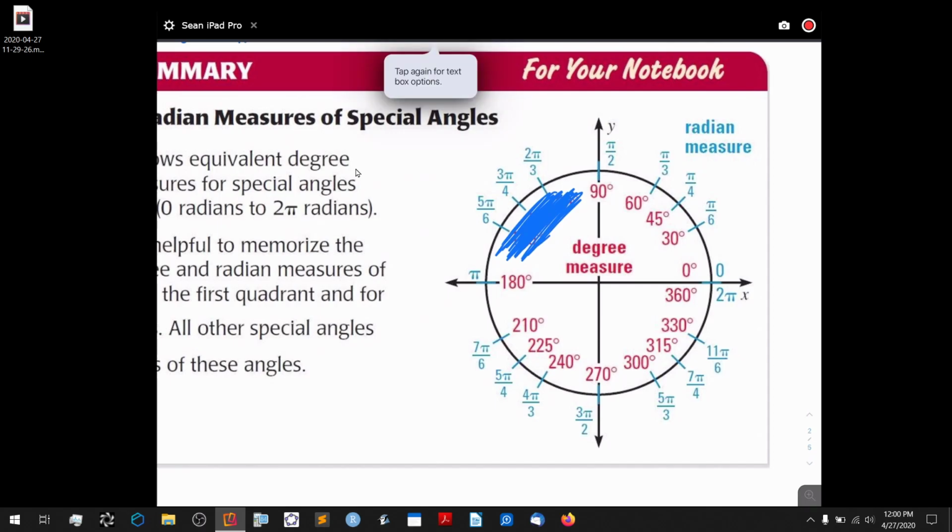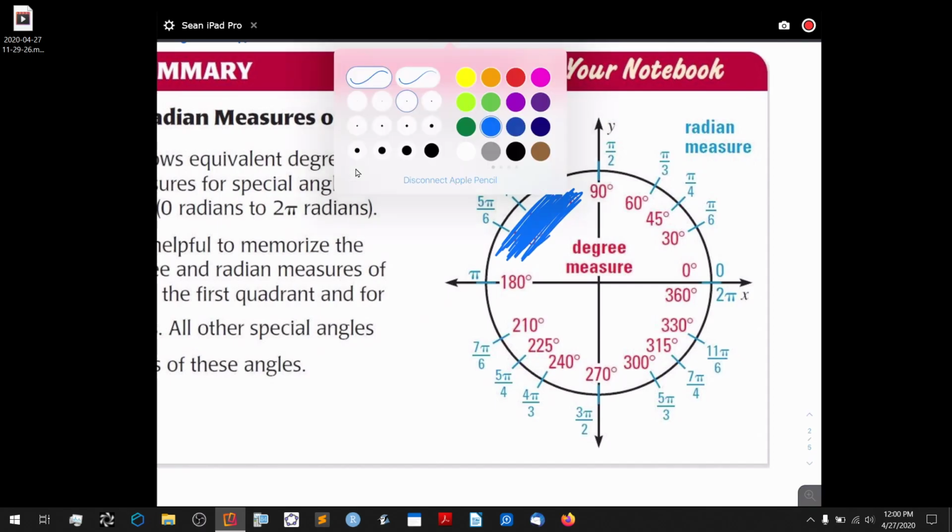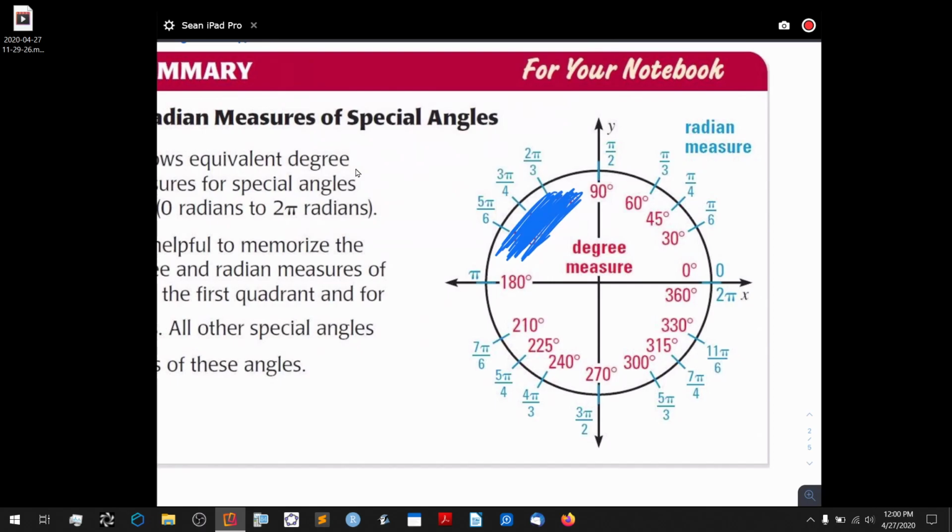Well, 2 pi over 3 is almost pi. But how far do I have to go to get to pi? Okay, I have to add another pi over 3 here to get to pi. So I am pi over 3 away from pi. Well, what's pi over 3? 60 degrees. So I'm 60 degrees less than 180. Well, 60 degrees less than 180, if you erase all this, you'll see is 120. Okay, so that's a good strategy for you to figure out how to remember this stuff.